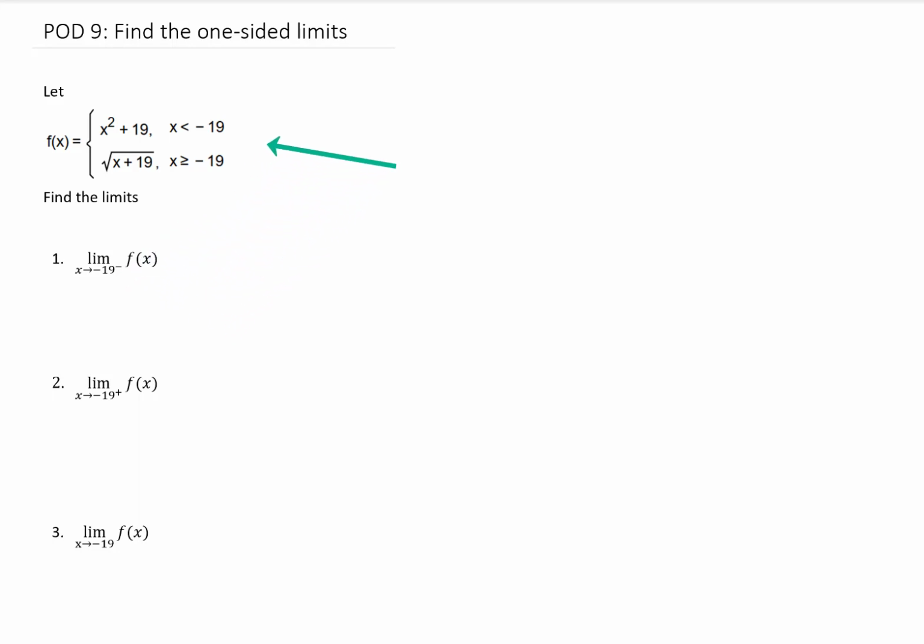Now, if you'll recall what's happening with this piecewise function is we're breaking it up into two pieces. One piece of this function tells us what's happening to the left of x equals negative 19. In other words, when x is less than negative 19. And that's all that we need to answer the first part of this question, because we are asking the question, what happens to this function as we approach x equals negative 19 from the left?